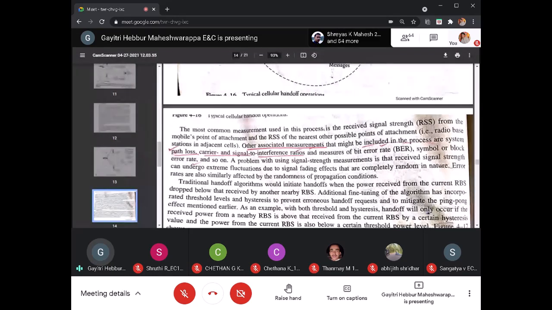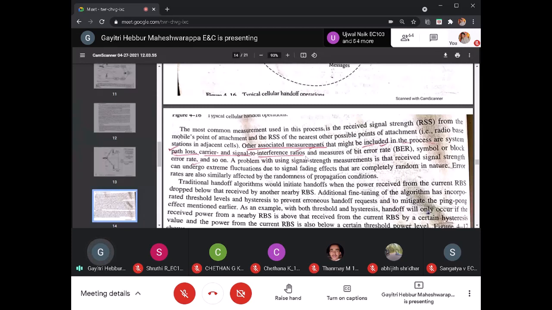So what measurements is it going to make to decide whether the handoff operation should take place or not? The most common measurement used in this process is the received signal strength from the mobile's current point of attachment and the received signal strength of the nearest other possible points of attachment, the radio base stations in adjacent cells. Okay. So it is going to check the RSS of that MS from where exactly it is attached, and also the RSS of radio base station B, the nearest radio base station.